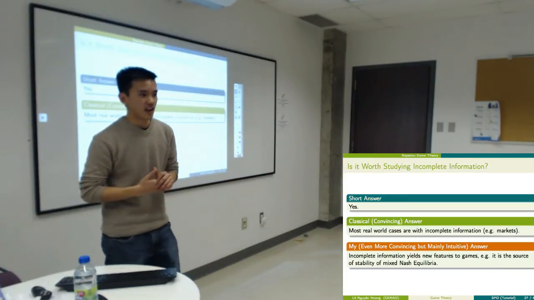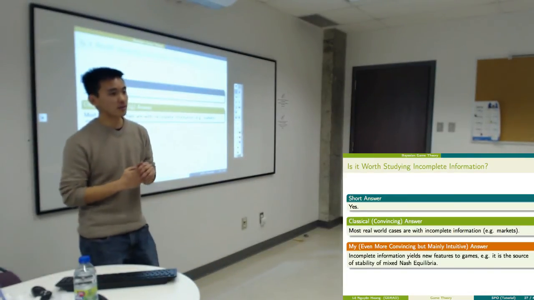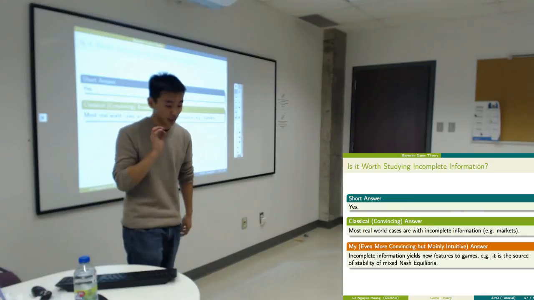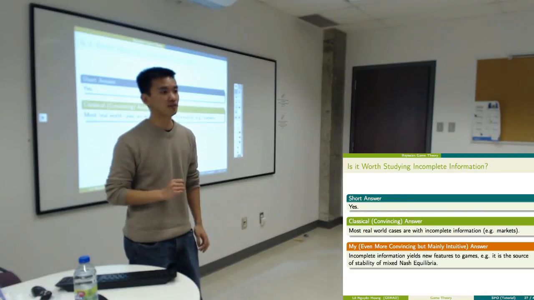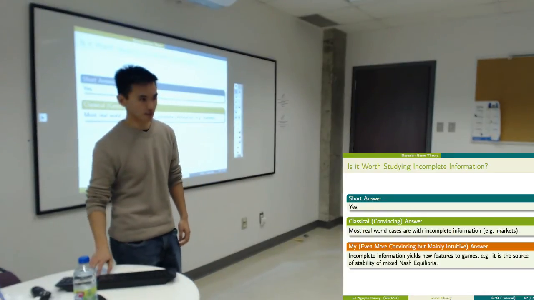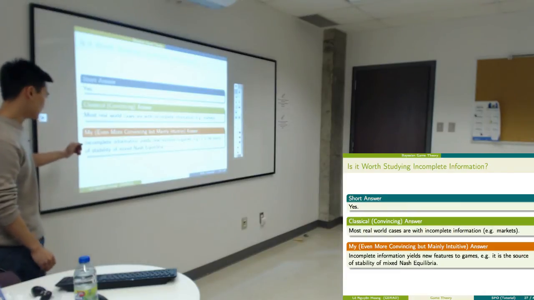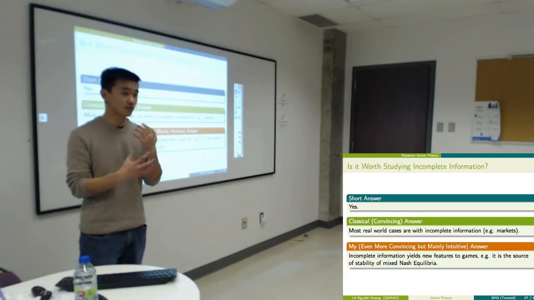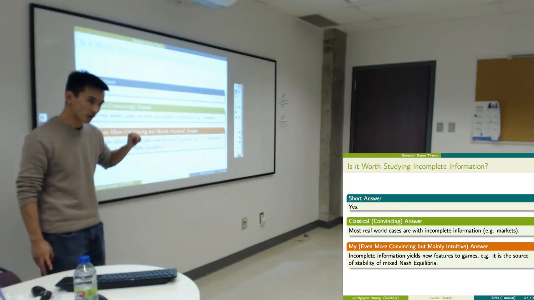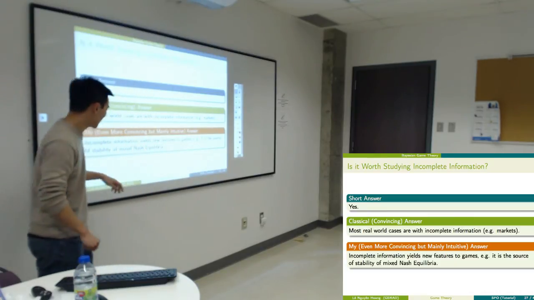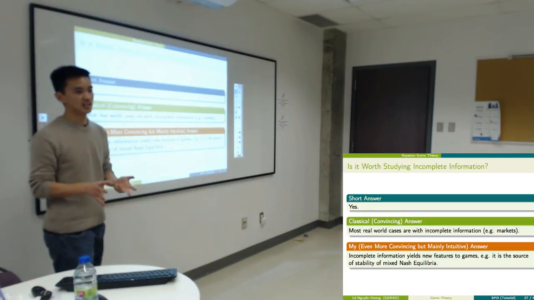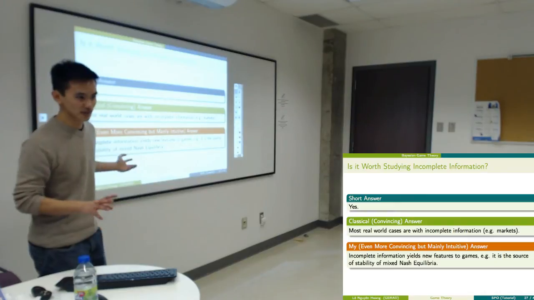And my key message about Bayesian game theory is that it's very important because it unveils some patterns that would be impossible to explain without the assumption of incomplete information. So it's a lot of work, but it's worth it. That's the message. And so incomplete information gives lots of new features to games. An example of that is, I claim, although it's maybe intuitive, I haven't proved it, that incomplete information creates a lot of stability for Nash equilibrium. So that's an intuitive claim.